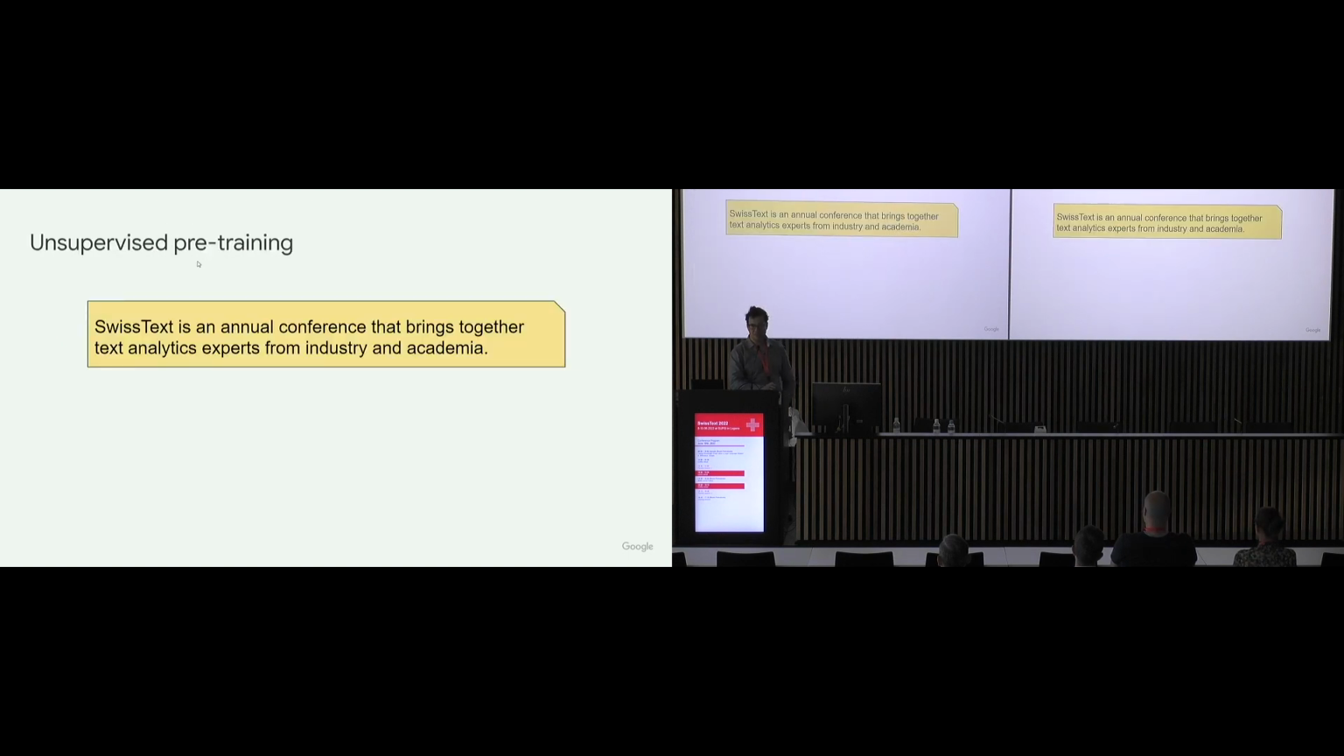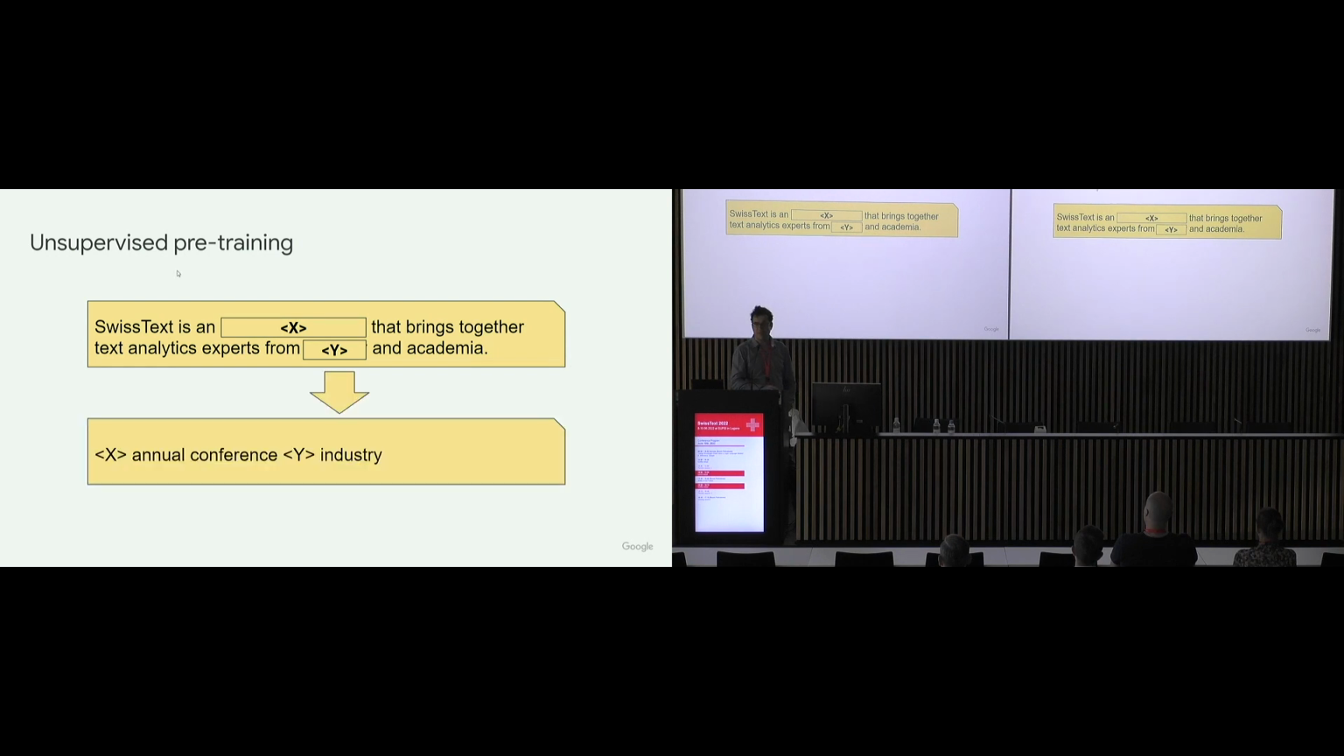So once we have this data, one more example of how this works. Let's suppose that in our corpus we have a sentence like this: SwissText is an annual conference that brings together text analytic experts from industry and academia. The first thing to do is take the sentence and randomly select one or several spans that you're going to mask out, like, for example, annual conference and industry in this case. These spans are replaced with placeholders, and then you train the model to tell you for each of these placeholders what is the text that was originally there.